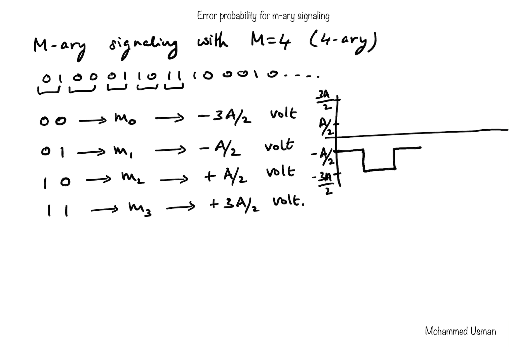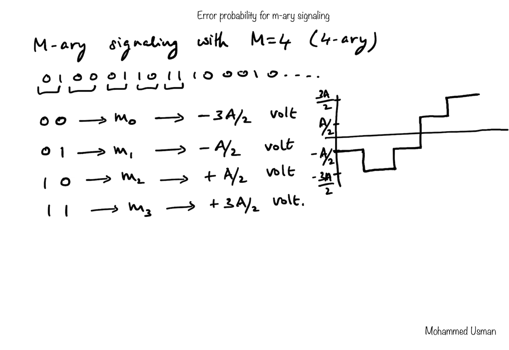And then we have the fourth symbol as 1 0. 1 0 is M2, which is plus A by 2, so that will be plus A by 2 volts. And the fifth symbol is 1 1, and 1 1 is M3, which is plus 3A by 2. So that will be at plus 3A by 2 volt. Okay, so that way we have our symbols represented by different voltage levels.